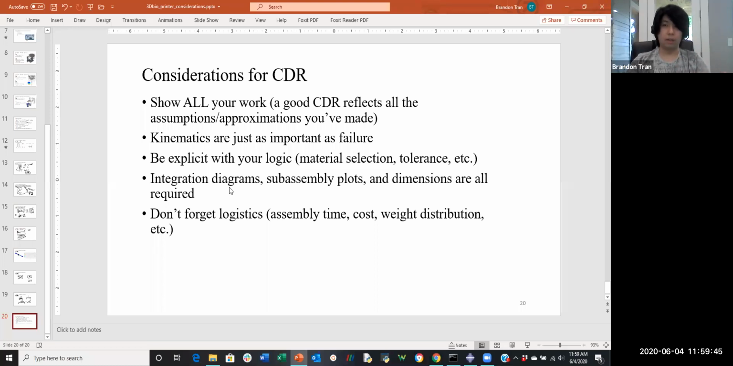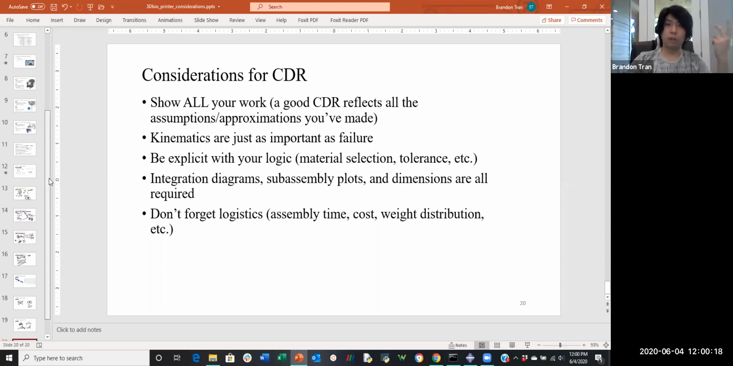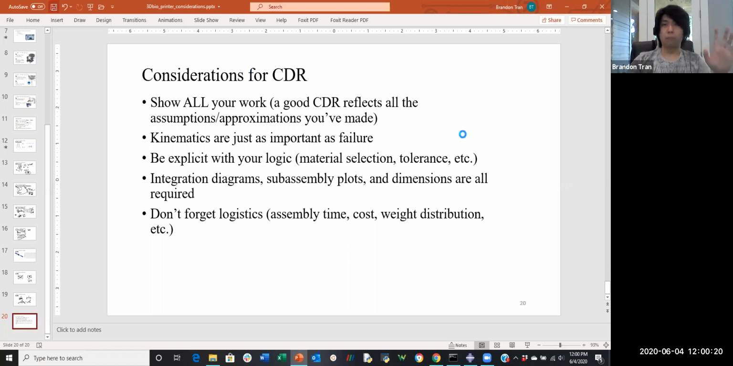Everything needs that. Every single part you put in, every screw needs their own dimensions, their own plots, etc. These need to be well documented for future use. So that's something that is highly critical in industry. If you miss that, you're going to be upsetting a lot of people in the later future. But yeah, those are things you need to consider. And don't forget your logistics, like assembly time, cost, weight distribution, something that your customer will want to see. So yeah, with that, that's basically the whole gist of how you would go about designing a 3D printer with some extra analysis in between.